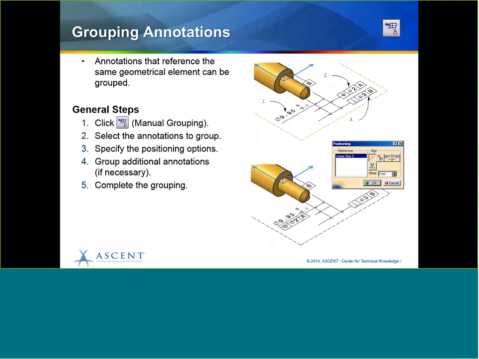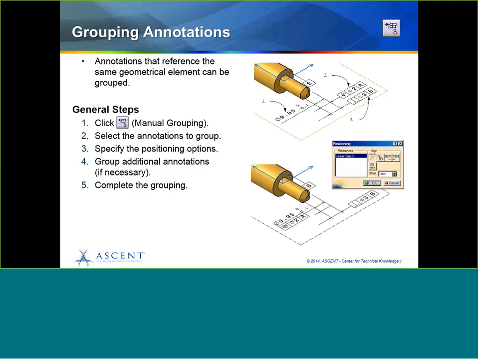Often you'll have annotations that reference the same geometry. So I may have, in this case, a shaft, and it has 3 annotations associated with it. To more easily handle those annotations, you can group annotations that belong to the same geometrical element. The system always groups the selected annotation with the previously selected annotation.